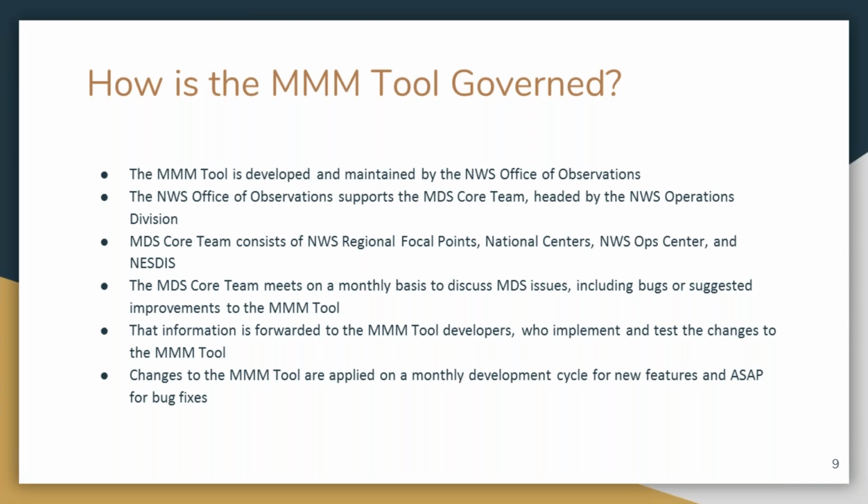Weather Service regional focal points, the national centers, the Ops Center, and NESDIS all have representation, and they're deciding things like what the priorities ought to be, whether we have the right priorities. They're also making requested changes and upgrades to the tool, to the CONOPS, to all those things.